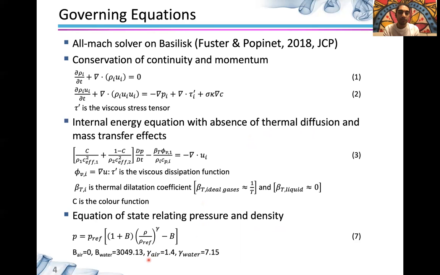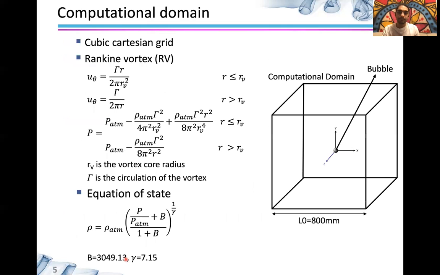An important point to note here is that the B for water is 3049.13, and people in literature have used various values. However, we have stuck to this value after validating it and making sure it works best for us. We have a cubic Cartesian grid, as can be seen in this figure, where we have a bubble at the center and the coordinate axes have been defined.